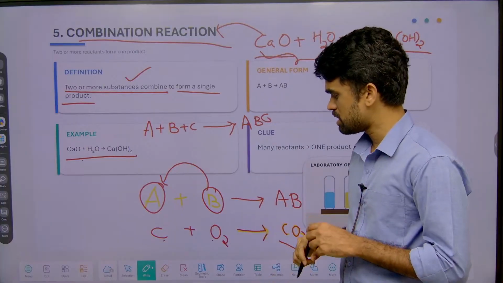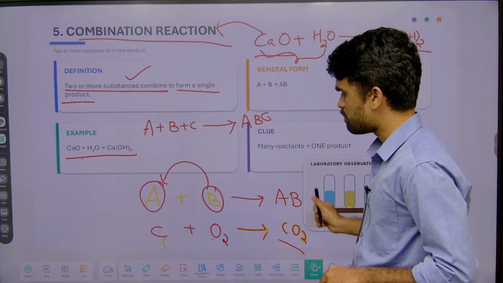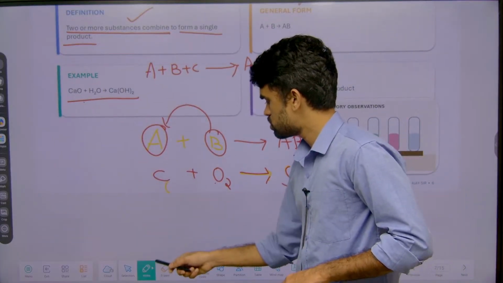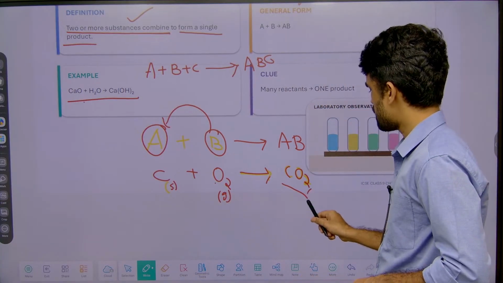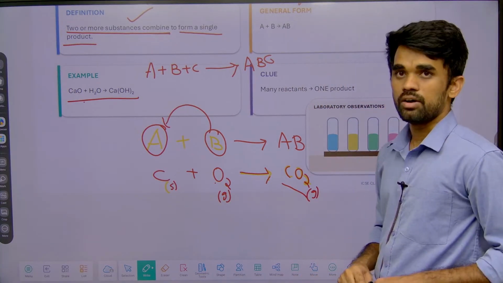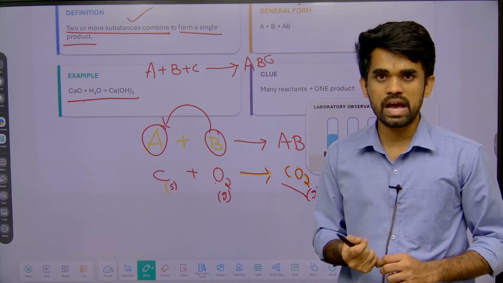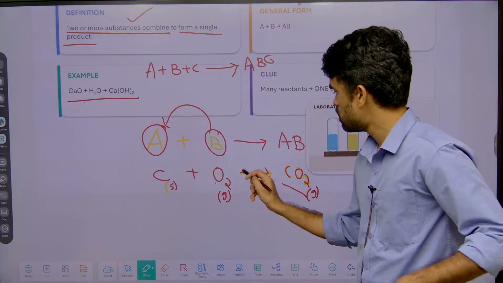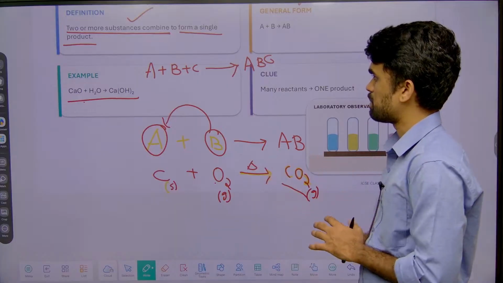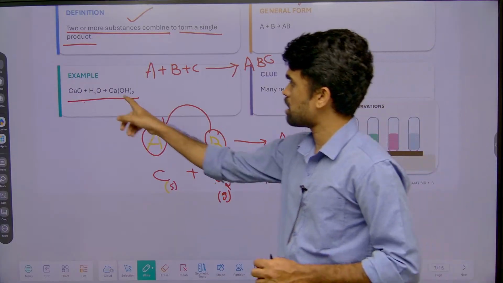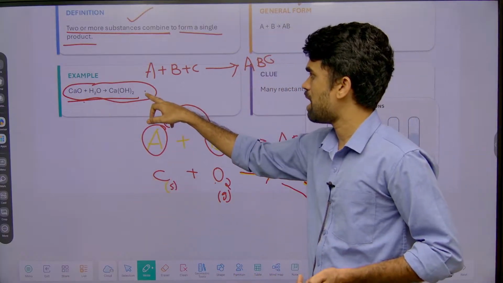And when you are writing this, it is really good if you mention their physical states. For carbon, what is the physical state we have? It is solid. For oxygen, it is gas. For CO2, it is gas. Like this, you should mention physical states also. And we know this reaction is a burning reaction, a combustion reaction. You can also mention the delta symbol if you want. Yes, this is the perfect representation. And if you want one more reaction, you can take calcium oxide plus water forming calcium hydroxide.